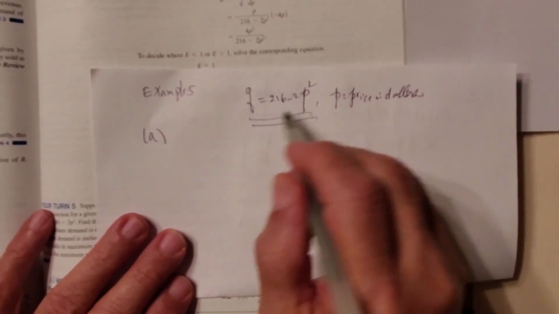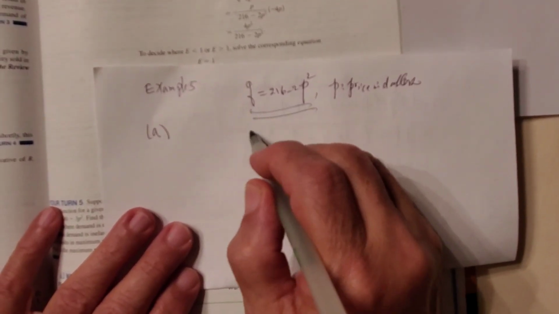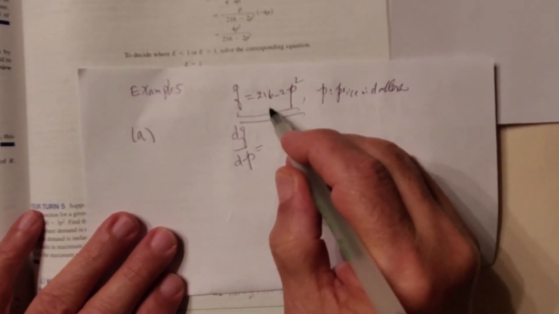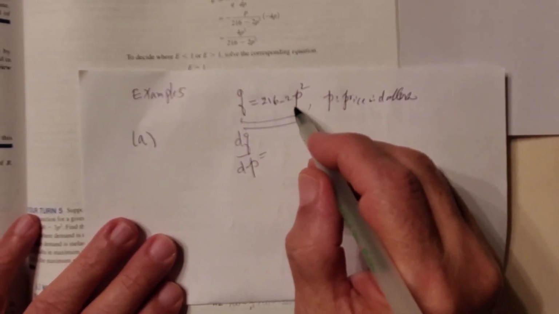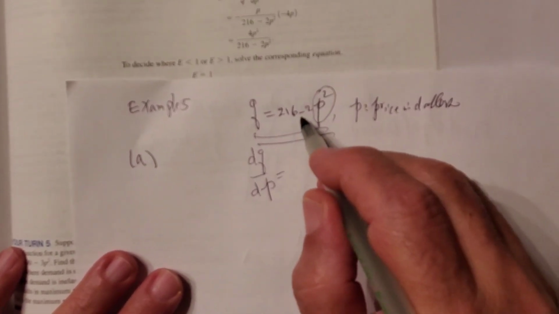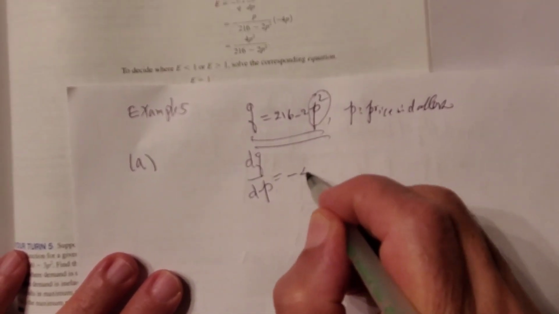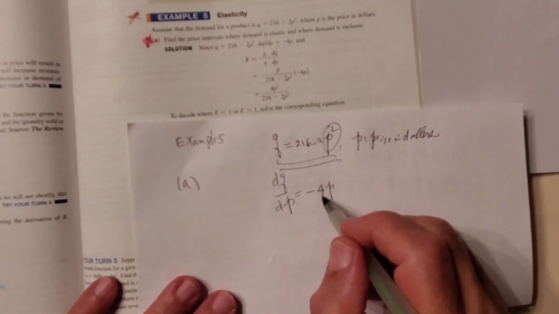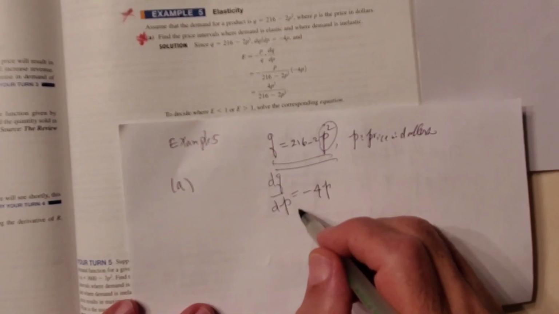take the derivative with respect to p of both sides. Here would be dq divided by dp. Derivative of 216 is equal to 0. Derivative of negative 2p squared: because derivative of p squared is equal to 2p, times negative 2 becomes negative 4p only. So it becomes 0 minus 4p. And this is dq over dp.